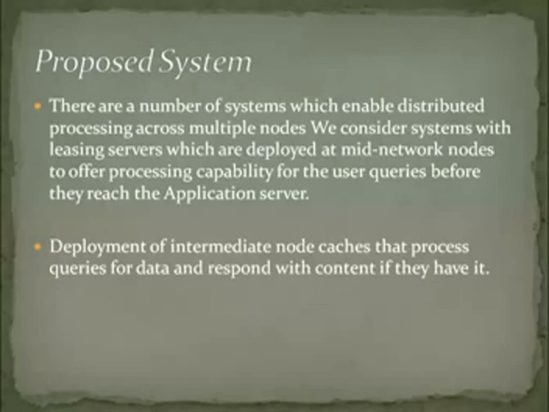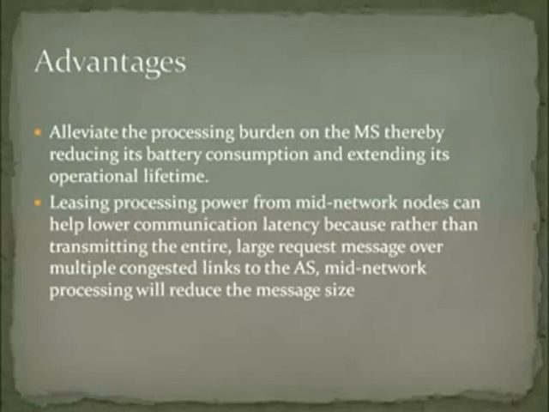The proposed system says that there are a number of systems which enable distributed processing across multiple nodes. We consider systems with leasing servers which are deployed at mid-network nodes to offer processing capability for the user queries before they reach the application server. With deployment of an intermediate node cache, they process queries for data and respond with content if they have it. The main advantage of our proposed system is to alleviate the processing burden on the mobile station, thereby reducing its battery consumption and extending its operational lifetime.